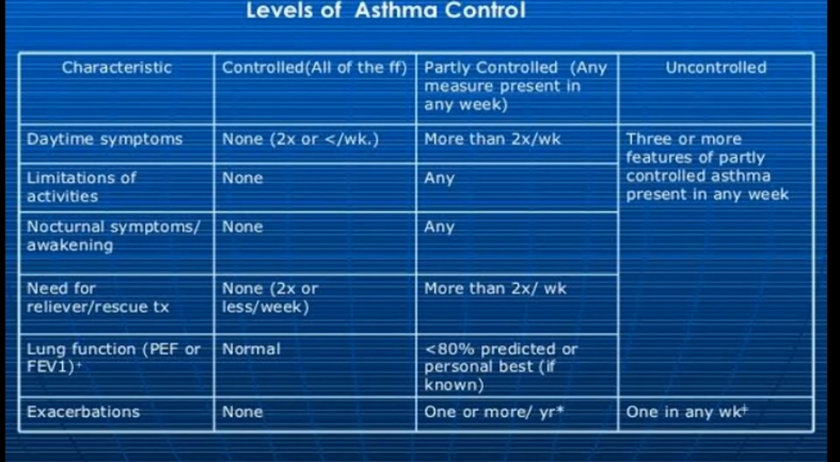So in this table, we will see the level of asthma control based on daytime symptoms, limitation of activities, nocturnal symptoms, need for reliever or rescue treatment, lung function, and also exacerbation. So always on follow-up, we should classify the severity or level of asthma control as controlled, partially controlled, and uncontrolled.